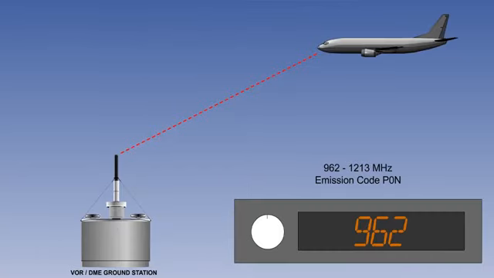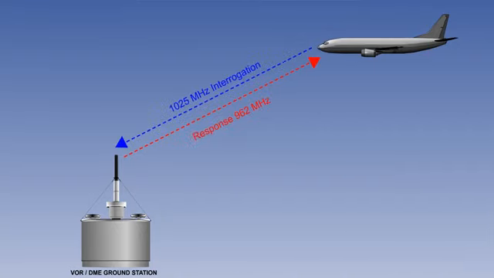DME has an emission code of P0N. Its operating frequencies are between 962 and 1213 MHz in the UHF band at 1 MHz spacing. This provides 252 channels. A DME channel consists of 2 carrier wave frequencies, always 63 MHz apart.